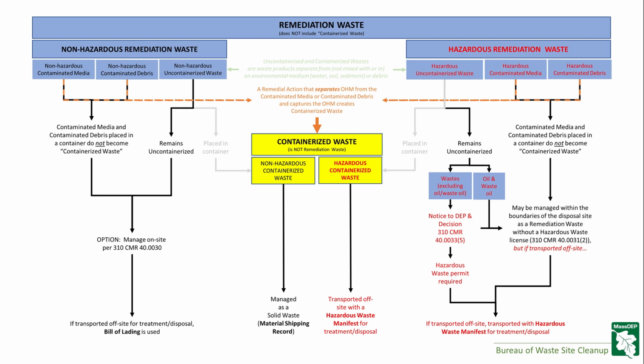Remediation waste comes in many flavors. The two big categories are non-hazardous remediation waste and hazardous remediation waste. Within these, you have contaminated media, contaminated debris, and uncontainerized waste. These may be non-hazardous or hazardous. Non-hazardous remediation waste may be managed on-site under the MCP or transported off-site for treatment, recycling, or disposal using a bill of lading. On the other side of the flowchart, hazardous remediation waste may still be managed on-site, although the rules may be a little more complicated. And if transported off-site for disposal or treatment or recycling, you must use a hazardous waste manifest.